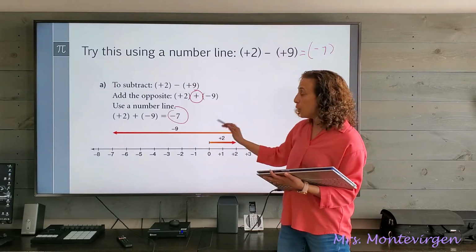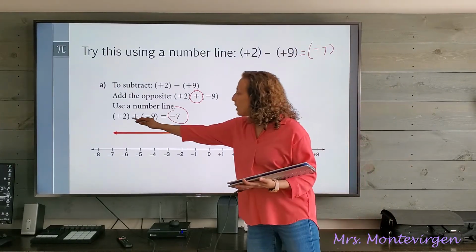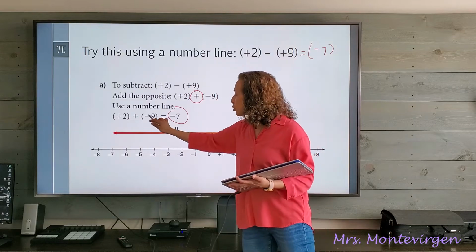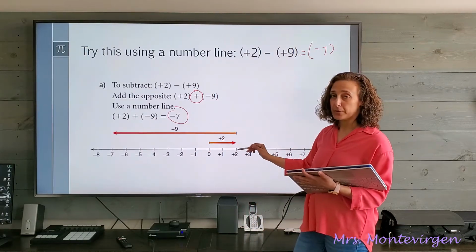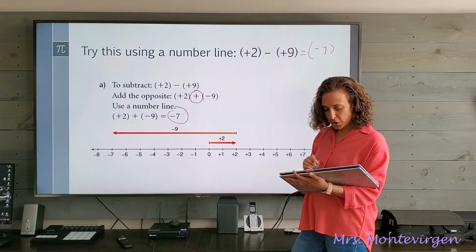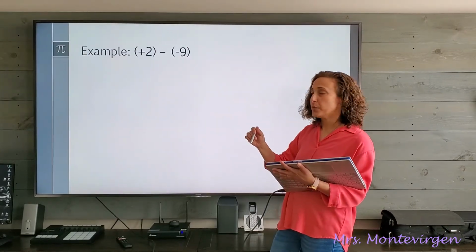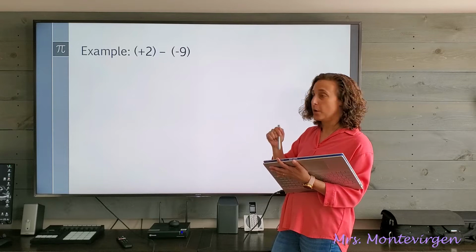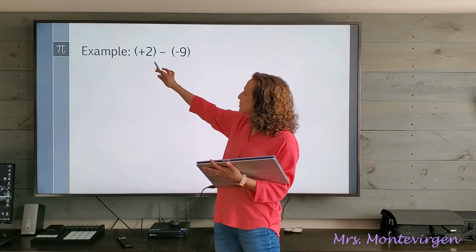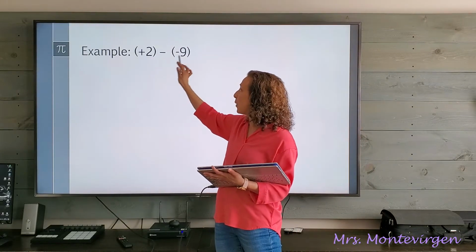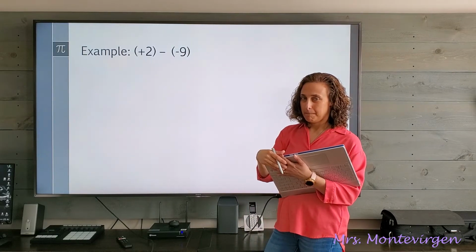And remember, when you're solving on the number line, you've got to make sure that you're showing both numbers. All right? Don't take any shortcuts when you're doing this. Now here's another example. I want you to pause and try it out and see if you can figure it out. So positive 2, take away negative 9.